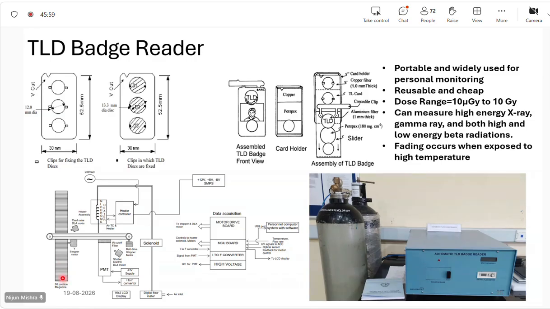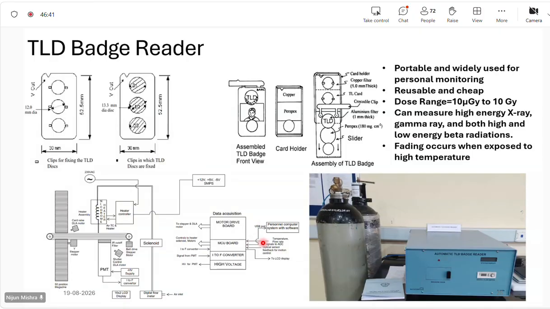move to this place. Here the PMT is there, and the heating effect occurs with the help of nitrogen heating. Nitrogen gas flow heating is normally used in this type of TLD badge reader. It will heat the TLD phosphor, and the light will be emitted and detected by the PMT, and subsequently the display will show that this much radiation dose was obtained from this particular disk, then this disk, then this disk.